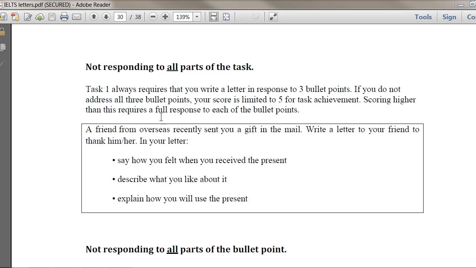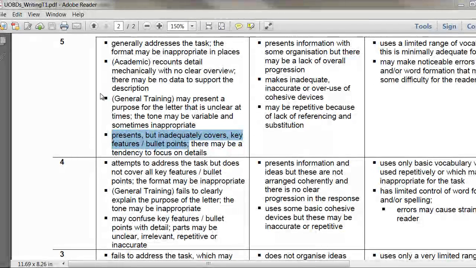Just to summarize, one of the key problems is not responding to one of these bullet points, and that has a devastating effect on your score. Another is a response that is present but inadequately covers the bullet points, so they're covered but not completely. For example, maybe the question says problems, but it's not fully addressed. Maybe only one problem is mentioned. But if you completely miss one of the bullet points out, then you're down here because you haven't covered all the bullet points. Or if you give the wrong response to one of the bullet points because you misunderstood it, you could also be down here. To get to a 5, you've got to cover all the bullet points.